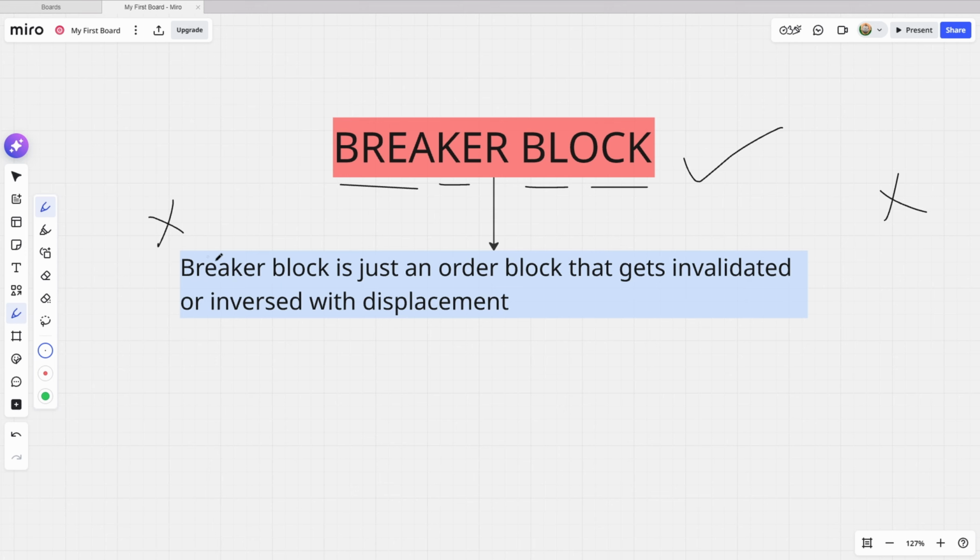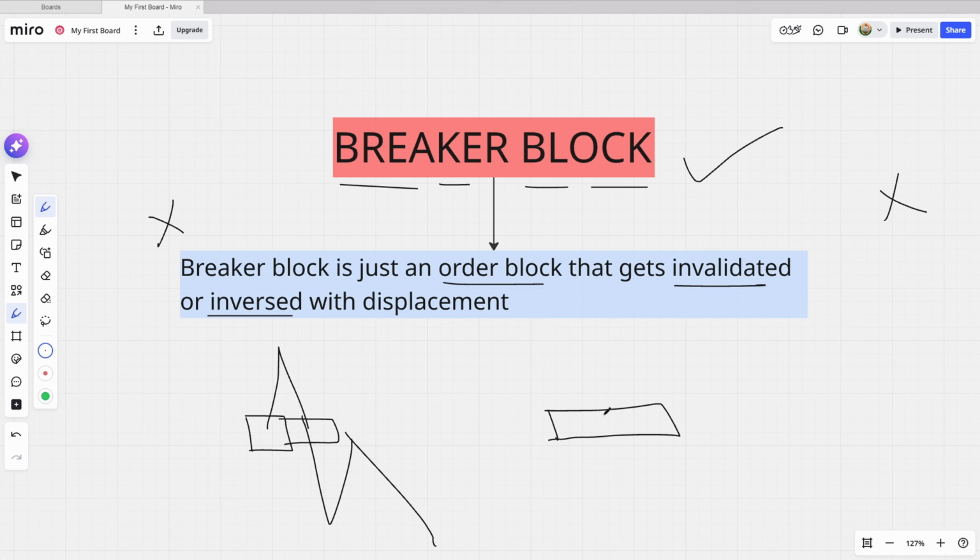A breaker block is simply an order block that gets displaced through. That's it. For example, suppose we have an order block on the chart. Now, instead of price respecting that order block, price moves through it with strong displacement. If a bullish order block gets displaced bearish, that order block is no longer valid as support. At that moment, it becomes a breaker block. The same logic works in the opposite direction as well. An order block that fails with displacement and flips its role becomes a breaker block.